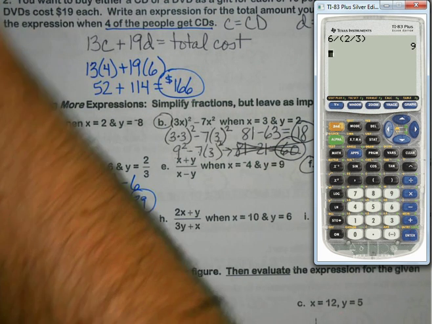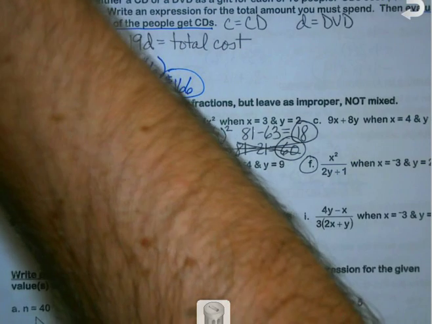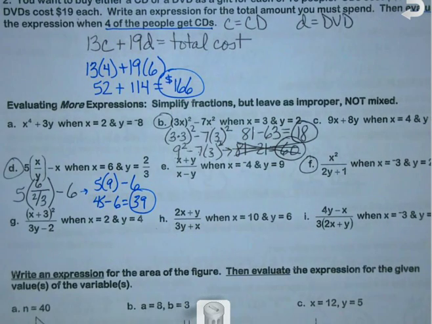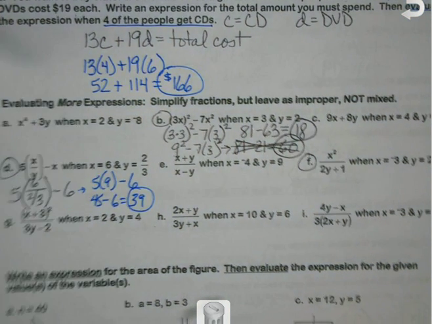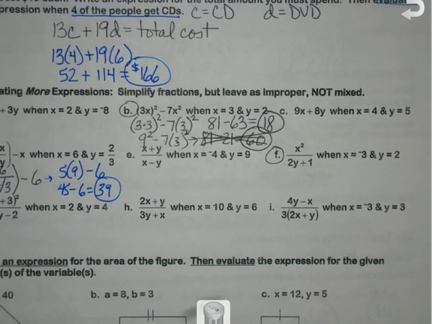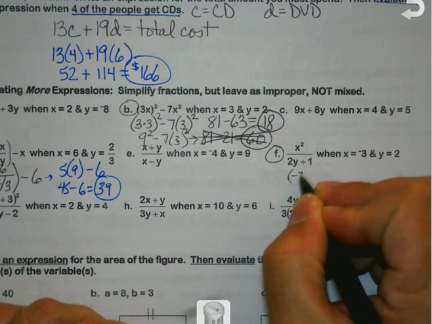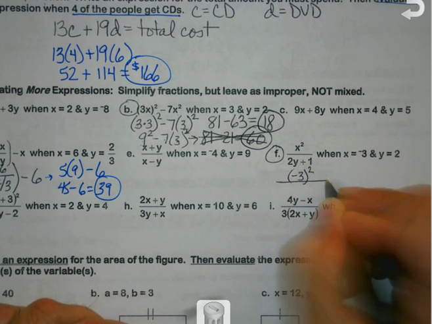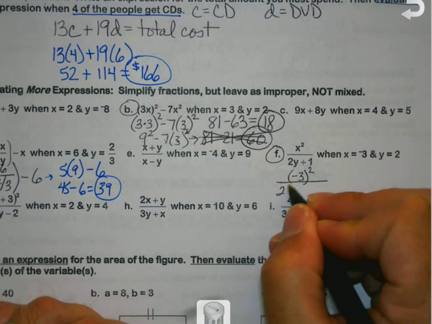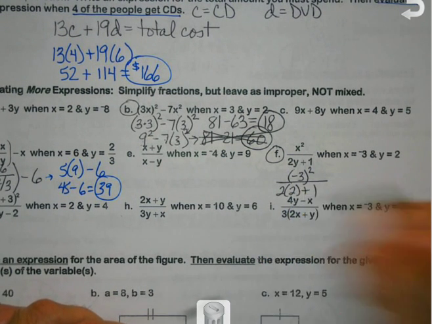Okay. Now those have come out nice. Are they always going to come out nice? Yeah, probably not. So on this last one that we're doing here, with f, x squared again, especially with negatives, make sure we're putting the parentheses in there. And then 2 times y plus 1.